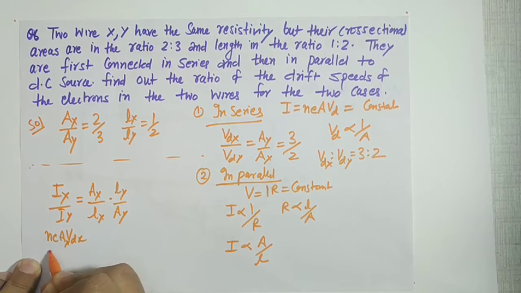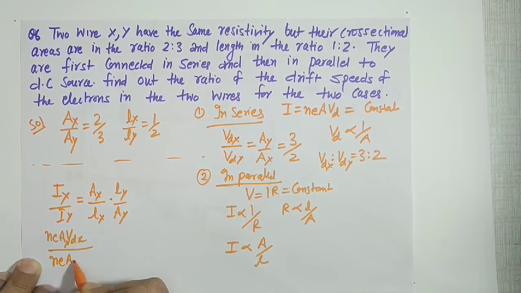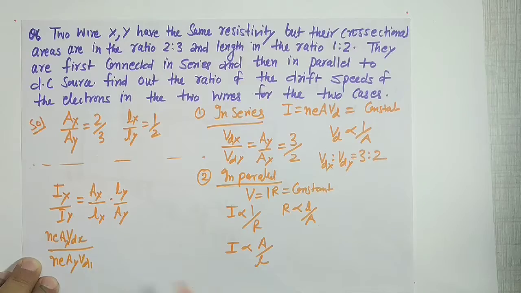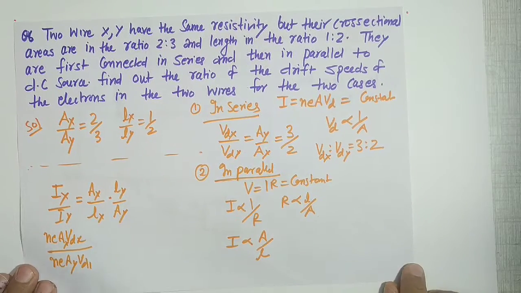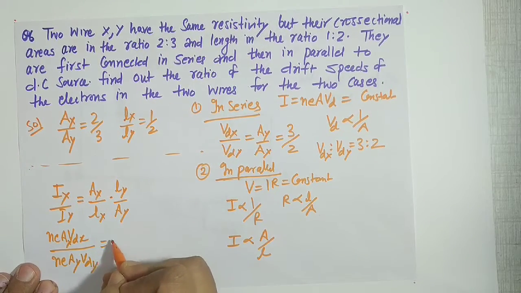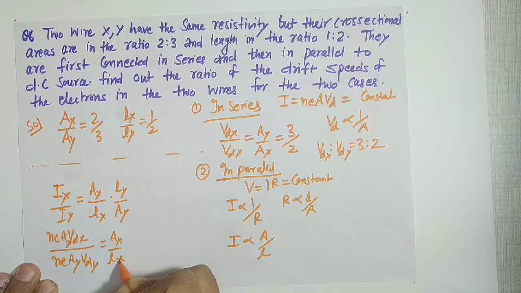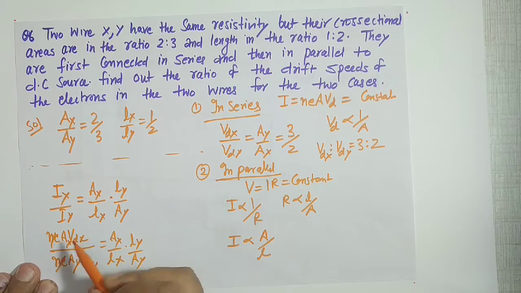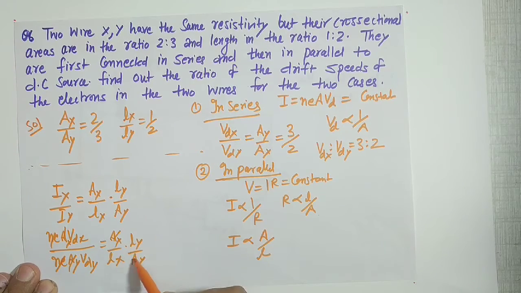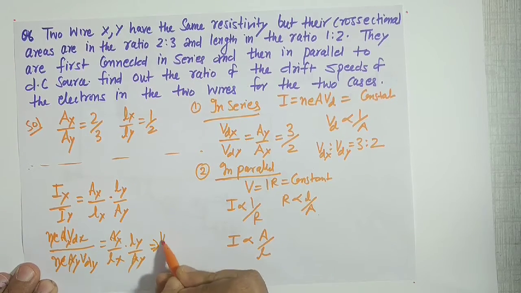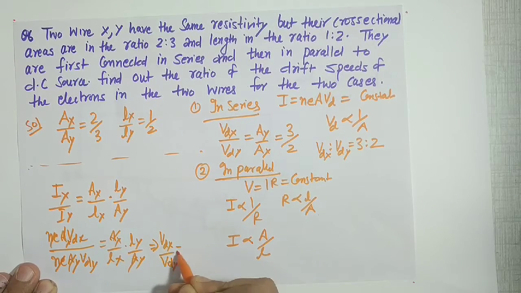NeAVdx. Okay, and it is NeAyVdy. Are you getting it? So this will be Ax by Lx, Ly by Ay. So we can cancel out, and then finally we know that what we get is that Ax and Ay cancel out, and Vdx by Vdy is simply Ly by Lx.